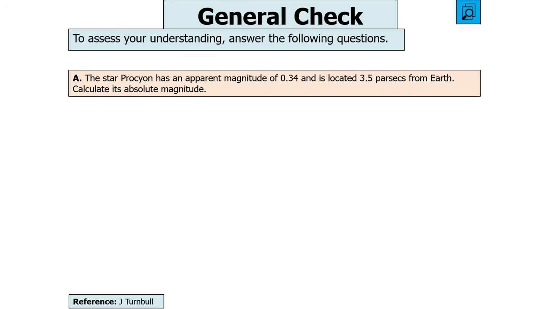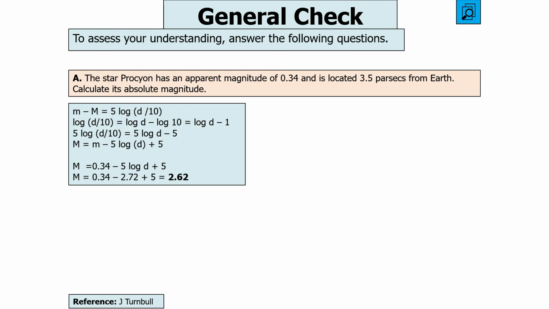The star Procyon has an apparent magnitude of 0.34 and is located 3.5 parsecs from the Earth. Calculate its absolute magnitude. We've got to use the equation m minus M equals 5 log d over 10. We then rearrange it to make big M, the absolute magnitude, the subject. So it's going to be M equals m minus 5 log d plus 5 when you're working through the laws of logs. We then pop in the values. As you can see, we get 2.62.